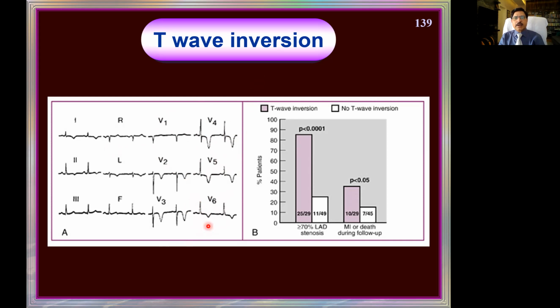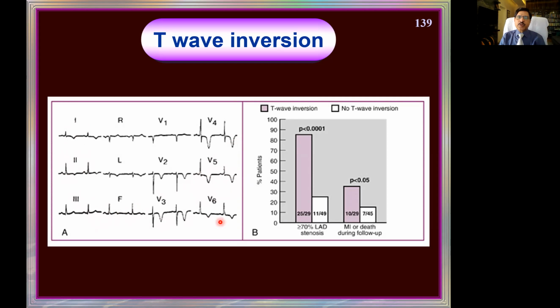Is there LVH here? No LVH, because we are not seeing tall V5, V6 and deep V1, and the voltages in the L1 must be more than 11, AVL, and here it should be more than 13. So there is no LVH. What is the axis here? All four are upright, so axis is normal. There is no left axis, there is no left ventricular hypertrophy, but you still see these are the old changes of this.